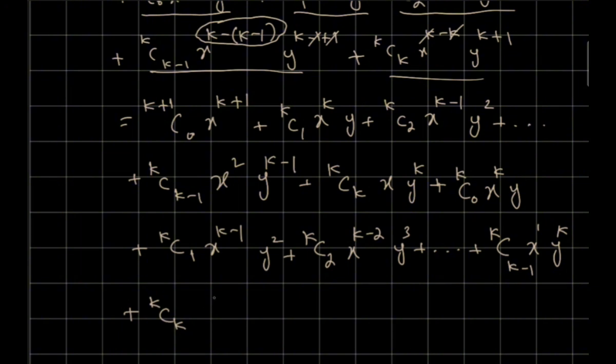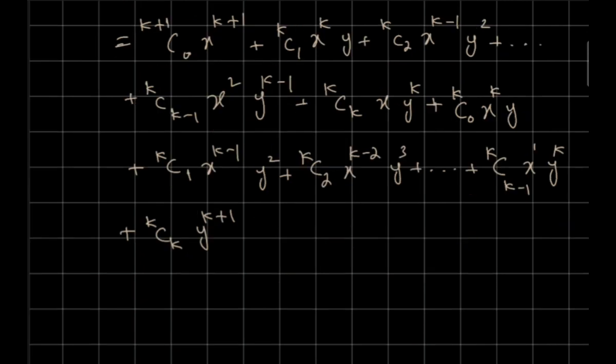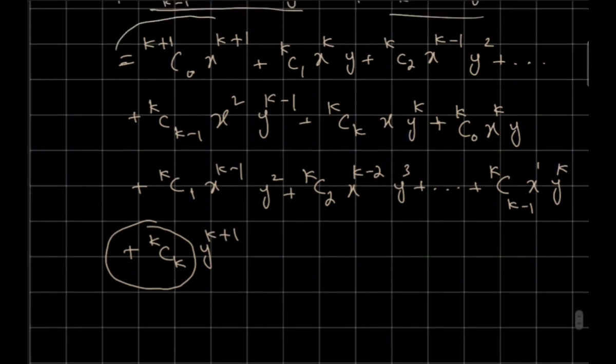X to the 0 is 1. We will not write. We will only write y to the k plus 1. Right? So now we have written down all these terms. You can change this last expression by replacing k plus 1 here as well, as you did in the first expression. We have replaced n by k plus 1.